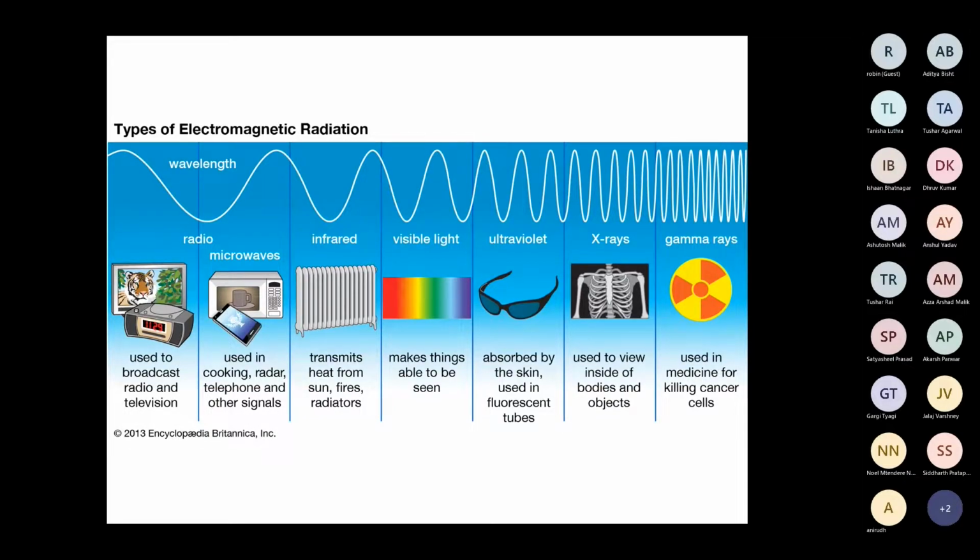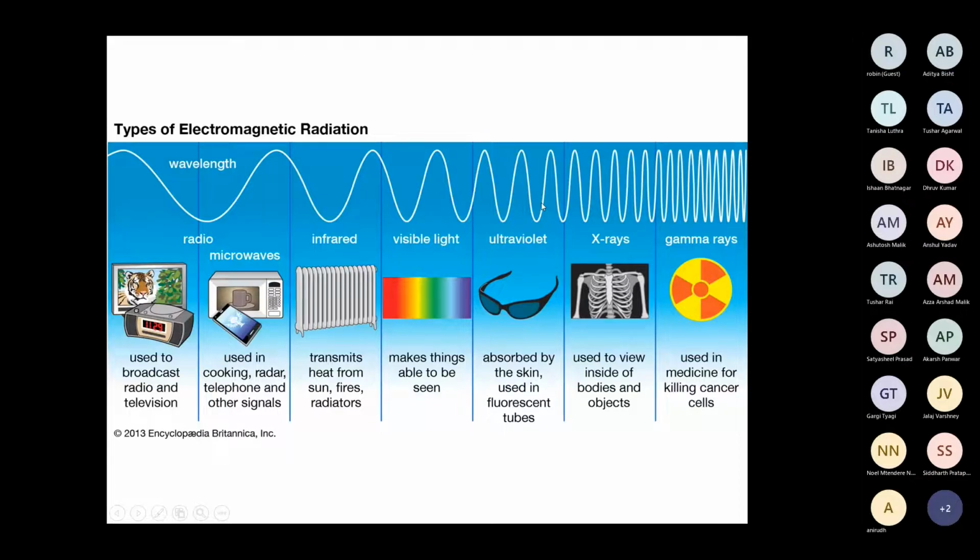Ultraviolet is again absorbed by the skin and used in fluorescent tubes. Ultraviolet rays, as you can see, sometimes come from a pointed gun. We can see it as a fluorescent, in a green tone or red tone. Sometimes it's a laser kind of thing. That's called ultraviolet. X-rays are used to view the inside of bodies and objects. So this is the X-ray. It's again a wavelength. You can see the frequency on the top, and the wavelength is going to shrink, right?